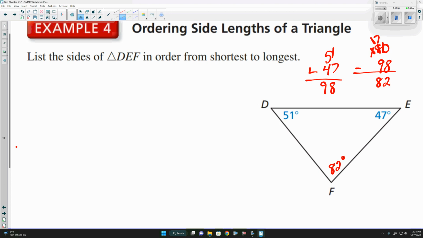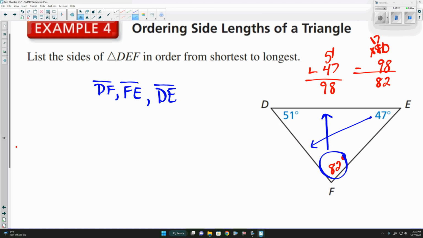So the smallest angle is what? E. So that means the smallest side is DF. DF is the smallest side. The biggest angle is, DE is the biggest. And the middle side length is FE or EF.